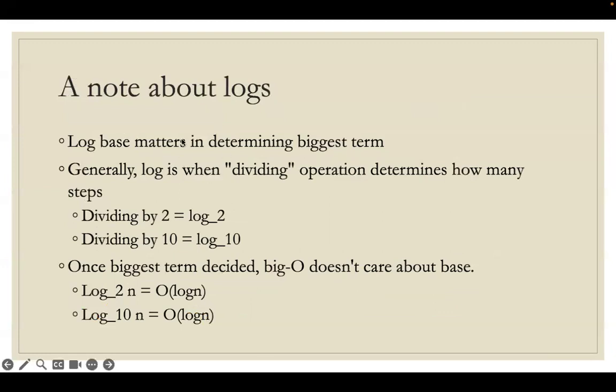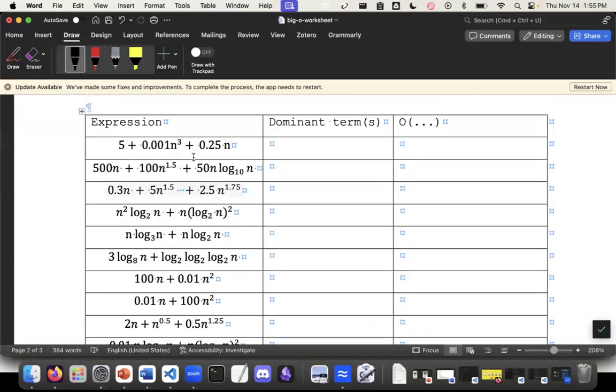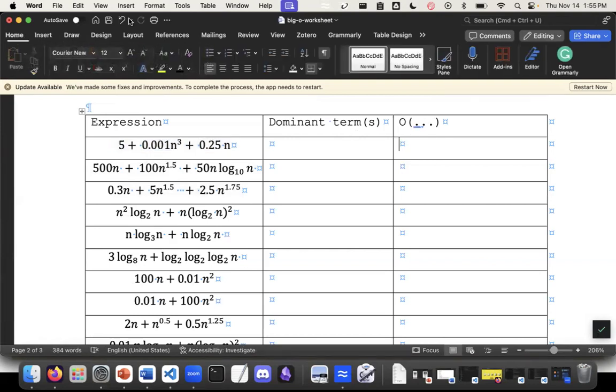Okay, so let's see, what haven't I talked about? The log base matters in determining the biggest term. Let me show you what I mean. So part of the worksheet today, I've got all of these equations, and these are like the steps that some algorithm takes. And I want you to find first what's the dominant term, and then what's the big O of that equation.